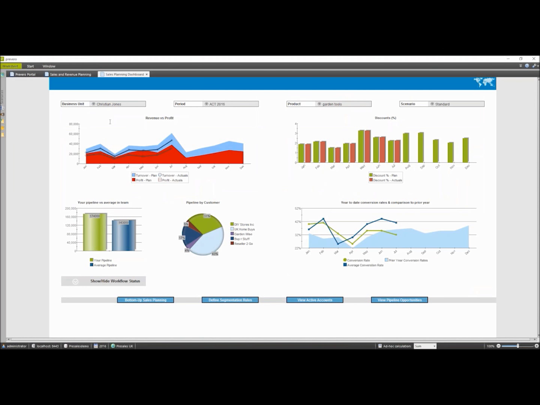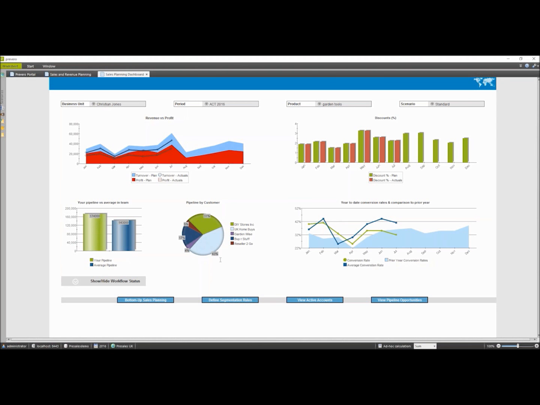So of course, at some point, it gets to the lowest level. So imagine now that we are a salesperson. So we're going to look at the bottom-up example. So when I log into Prevero, this may be my dashboard. Again, it's the dashboard tailored to my particular requirements. So my name in this case is Christian Jones.